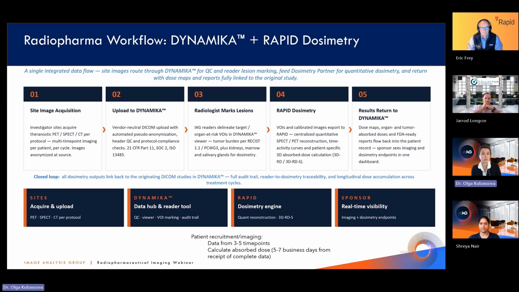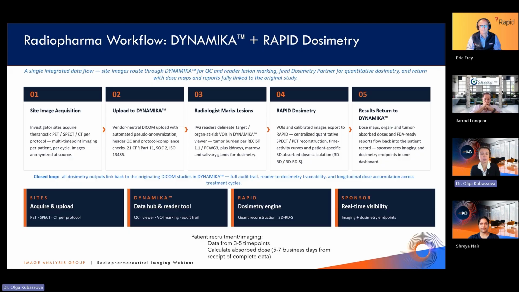You then have a radiologist who logs into the system. The data now is on the cloud, so the data is not moving anywhere. And the radiologist will specify or delineate target lesions, organs, and so on. It's basically a roadmap for the RAPID team to know where to focus their attention. So then you have an export of the whole package of images and roadmap to RAPID, who will then be processing that data, and then results are returning back to Dynamica.